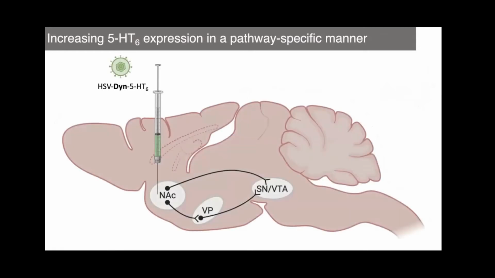And so to do this, I took advantage of this differential expression, and I used herpes simplex viruses that coupled the expression of 5-HT6 receptors to the expression of dynorphin or enkephalin. So I injected these viruses stereotactically into the nucleus accumbens, and specifically with the dynorphin-driven 5-HT6, this increased receptor expression specifically in the direct pathway. And I used enkephalin-driven viruses to specifically overexpress 5-HT6 in the indirect pathway. And then I also used dynorphin and enkephalin green fluorescent protein viruses as controls.